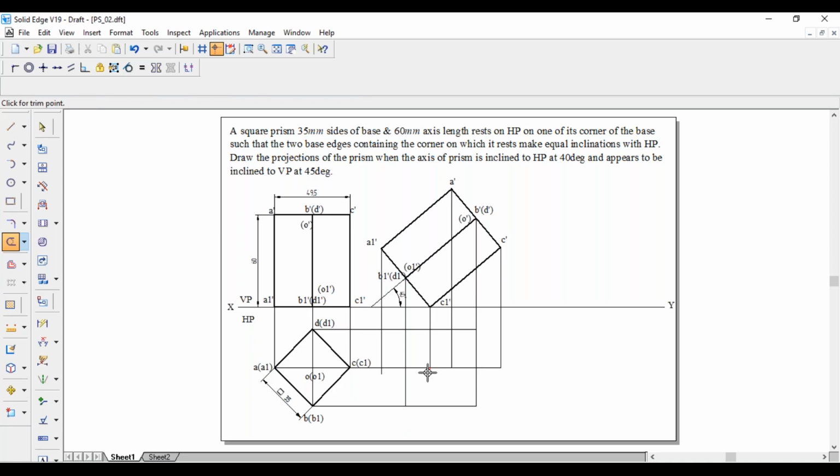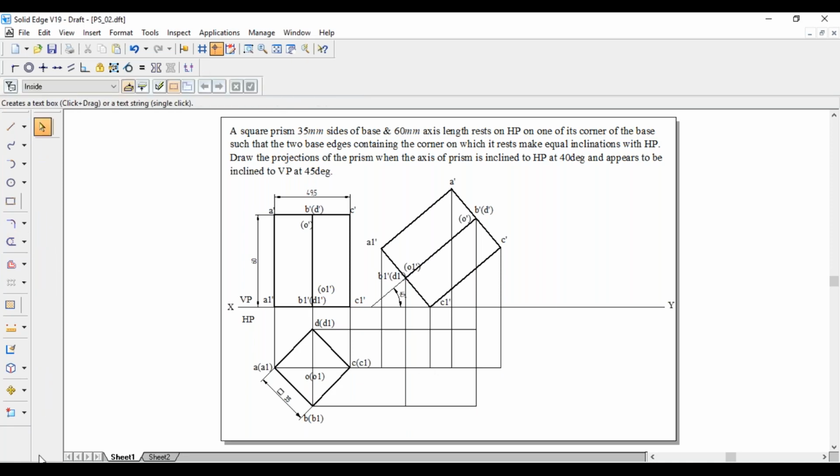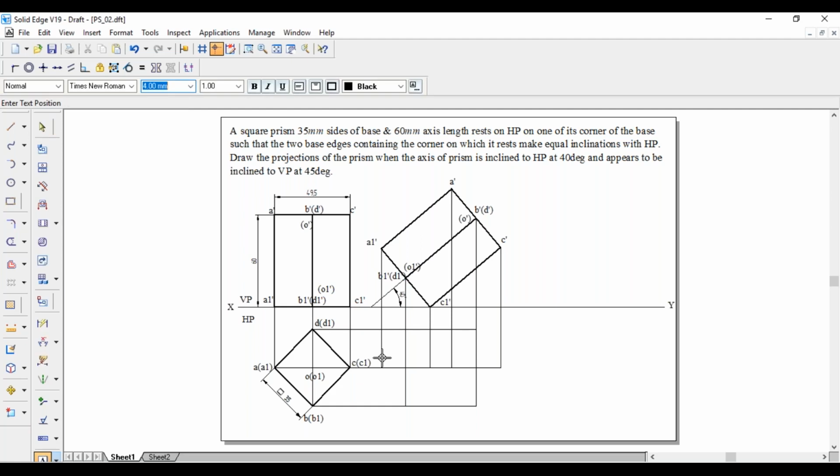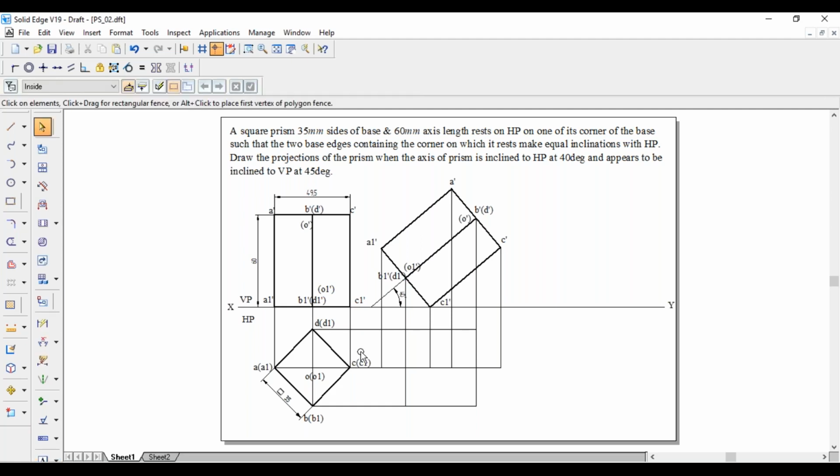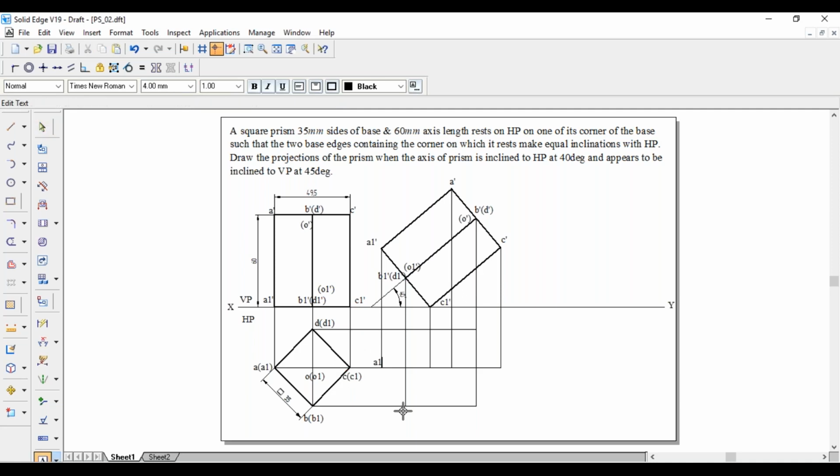So this will be the A1. B1, C1, D1. Similarly, this is A, B, C, and D.